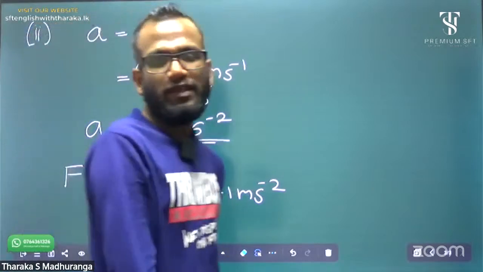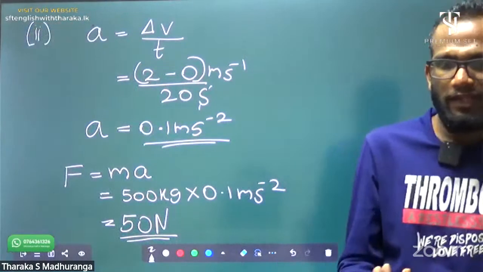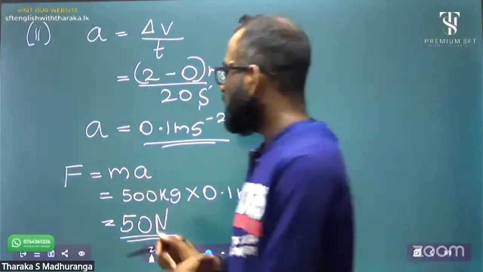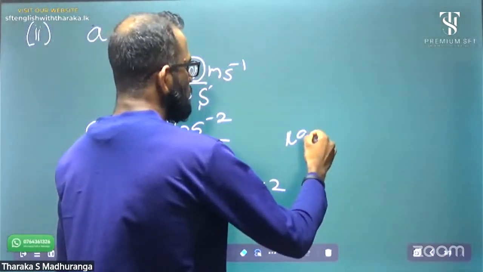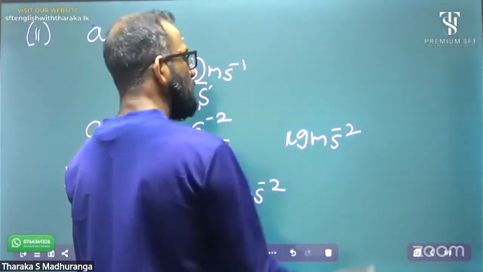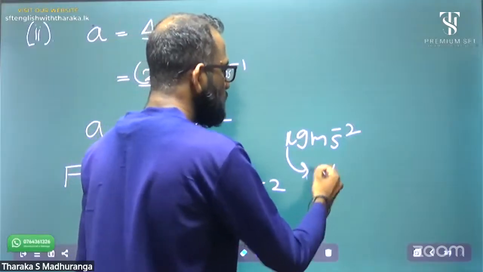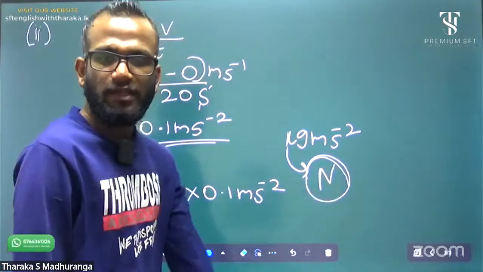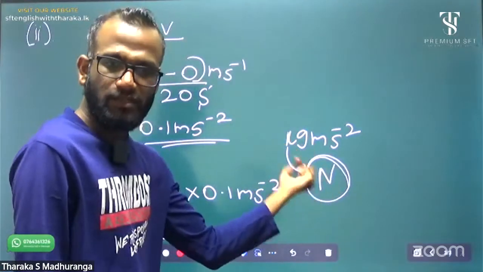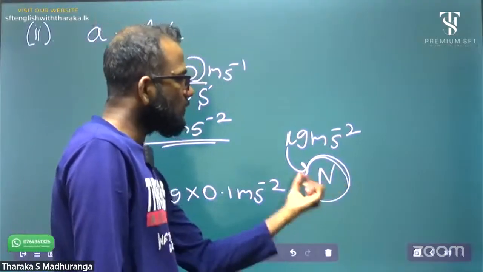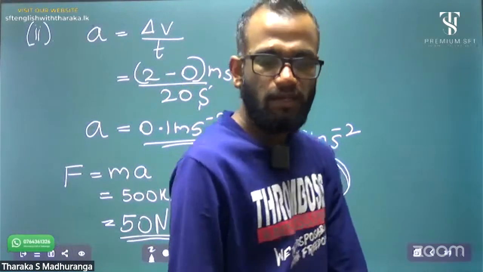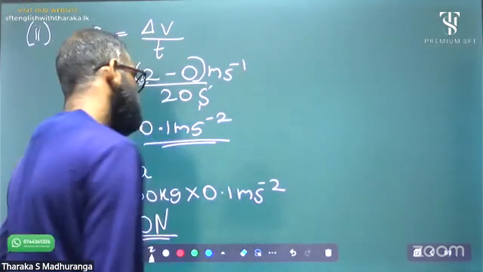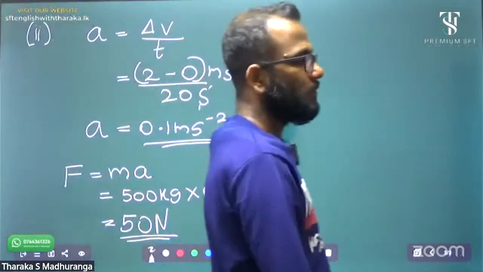That we call a derived SI unit. Newton is a derived SI unit. Derived SI unit means the actual unit is kg ms^-2. But we define it as Newton because this concept was found by Isaac Newton, and we use his name. This is the actual unit, so 1 Newton equals 1 kg ms^-2, right? That's why we get the standard unit Newton: 50 Newton.